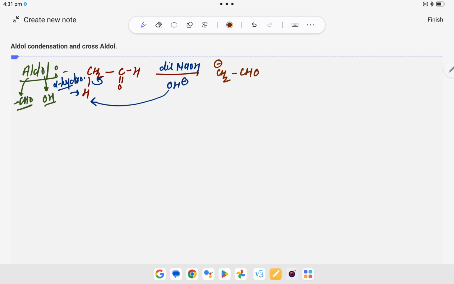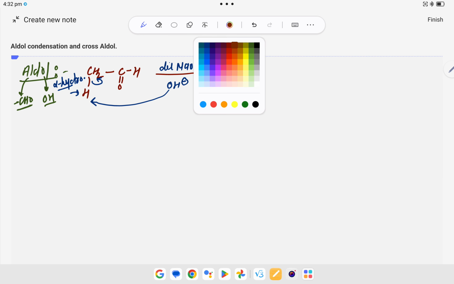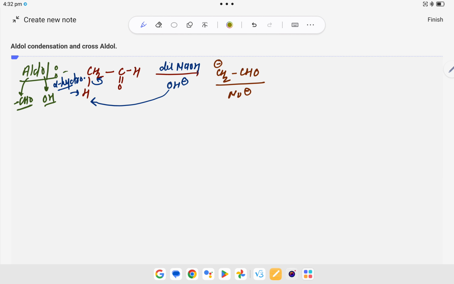Now this species is working as a nucleophile. So we want a nucleophilic center here. So who will provide the nucleophilic center in that case? Another species of aldehyde, the same species, that is the mandatory part. You have to use the same species. So check the other species which I am writing here properly.